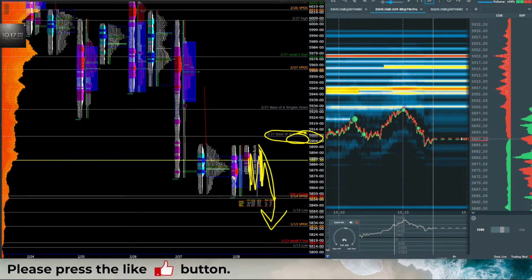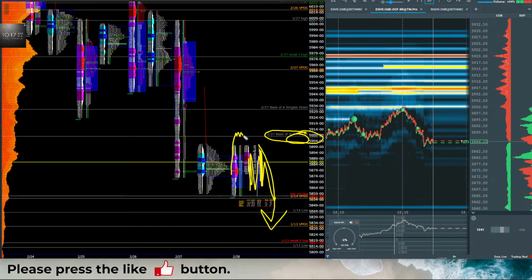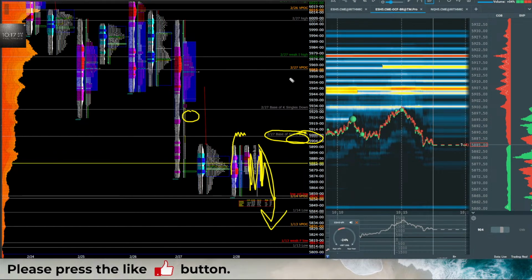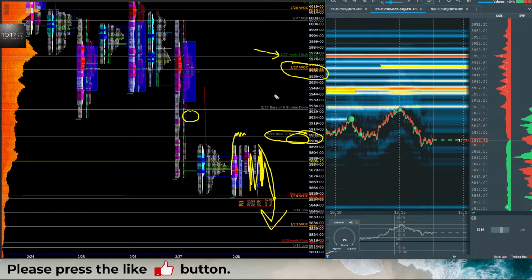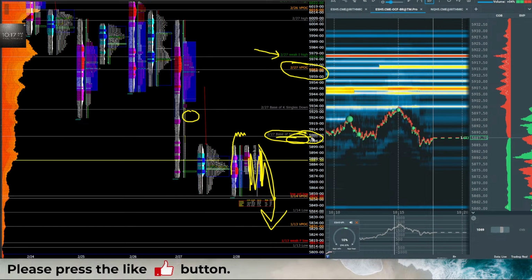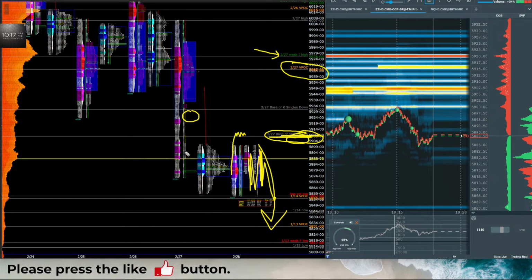Now, if we get above the base of the spike, yeah, let's start talking. Let's talk about some single prints that need to be backfilled. Let's talk about a virgin point of control that wants to be tested. Let's talk about a weak high that needs to be repaired. Let's have that conversation. But I don't want to even think about it or worry about it until I first see the market get above and stay above the base of that spike, because that's the number one most important piece of information.